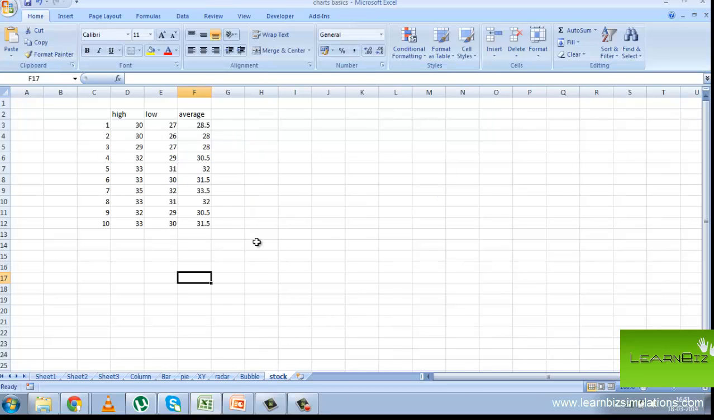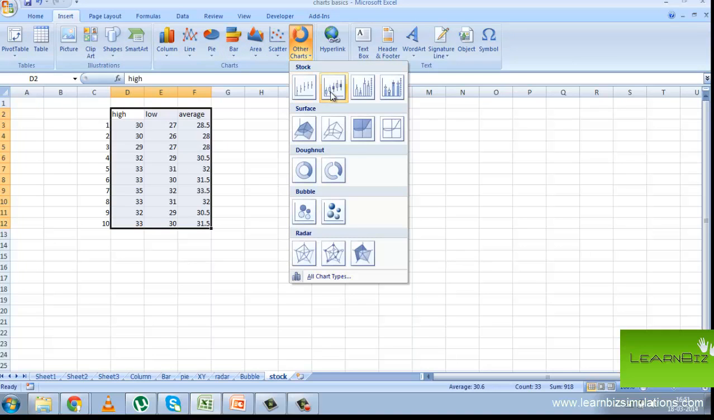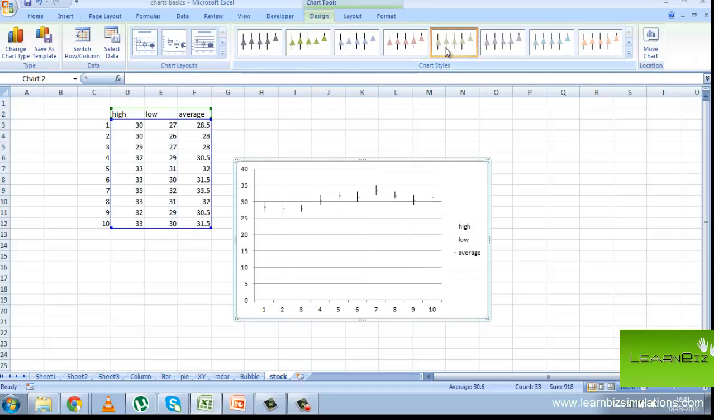Finally, we look at stock charts. Stock charts are most useful for displaying stock market information. These charts require 3 to 5 data series depending on the subtype. Stock charts aren't just for stock price data. It can also be used to depict temperatures. So high, low and average temperatures for each day. So here you can see the temperatures depicted for 10 days.